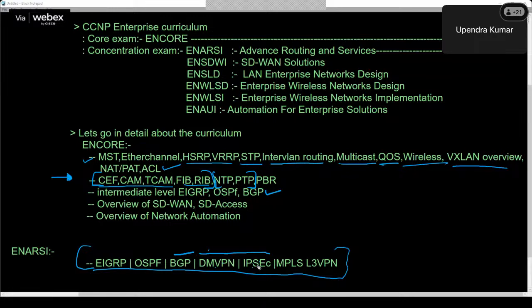Okay. Yeah, Sonia. Hello, sir. I just wanted to ask about DMVPN and IPsec. I hope you'll be covering it in detail. It will be part of NRC. It will not be part of ENCOR. In the curriculum itself, it has been defined in NRC.